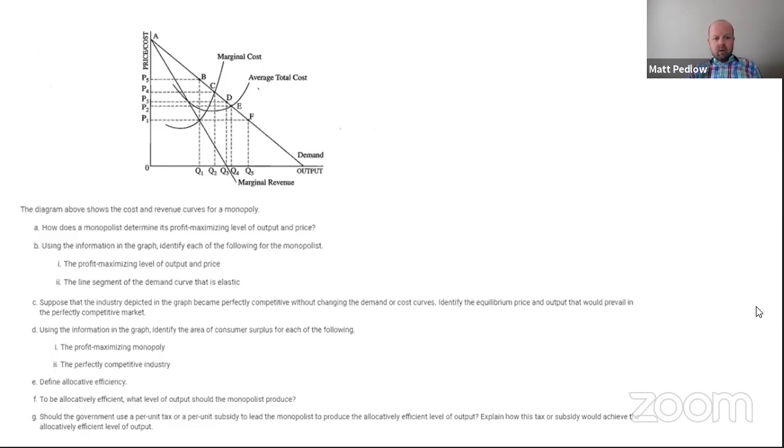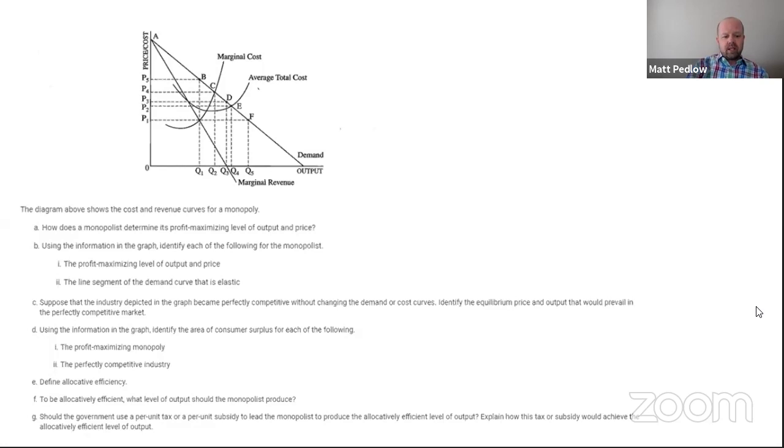So A, how does a monopolist determine its profit maximizing level of output and price? You get a point if you said you go where MC equals MR, and then you get a second point if you said then move up to the demand curve for price. So 2 points. B, using the information, identify B1, the profit maximizing level of output. So if you go where MC equals MR, go straight down, you're at Q1, and B2, price, you'd go up and over, and that would be P5.